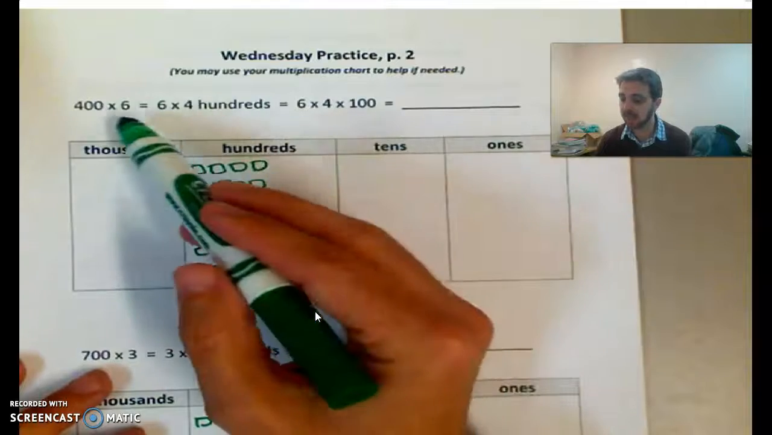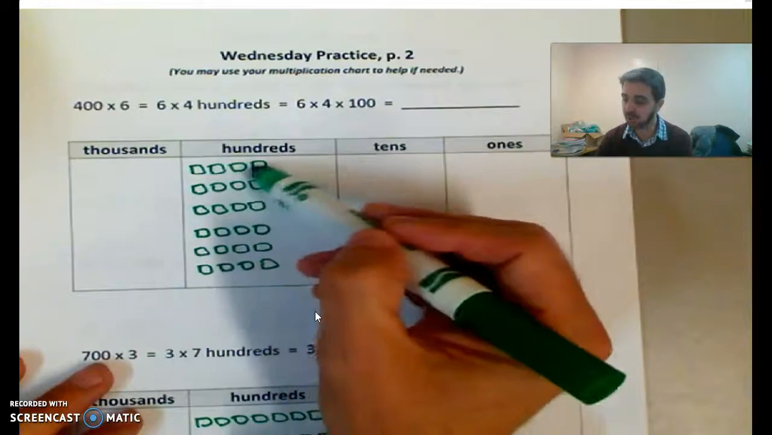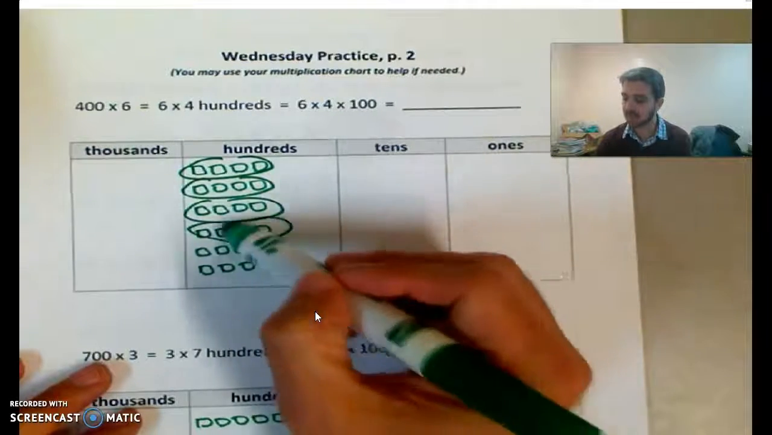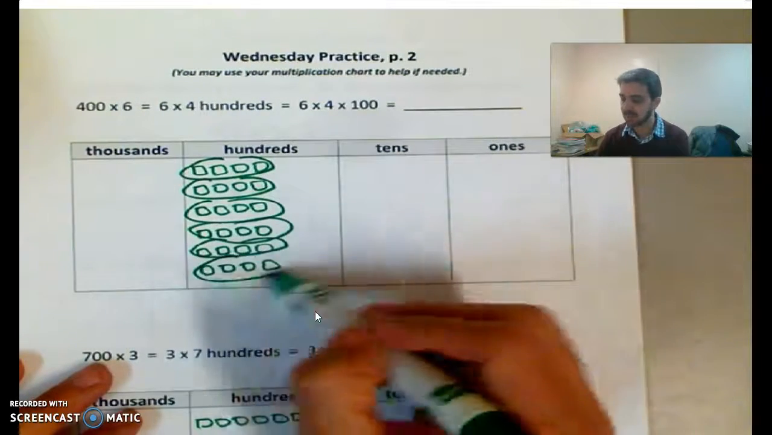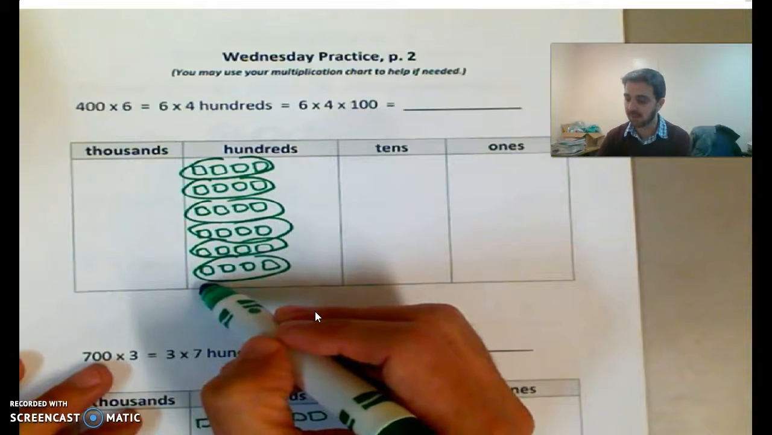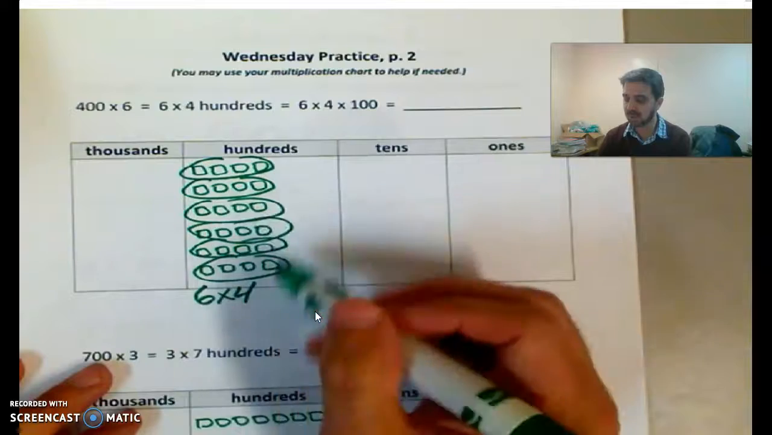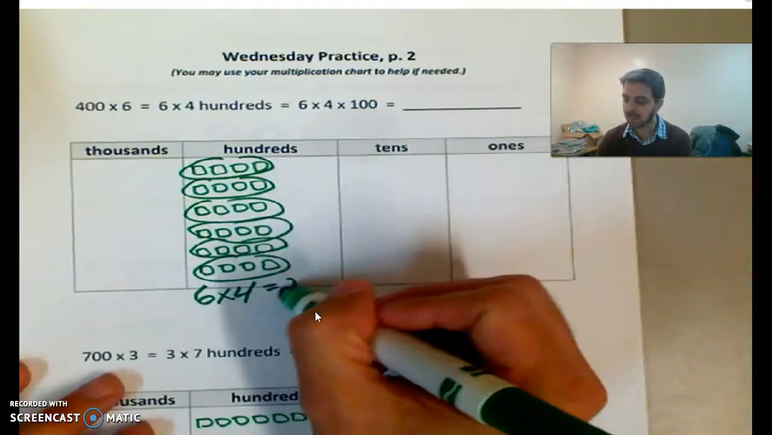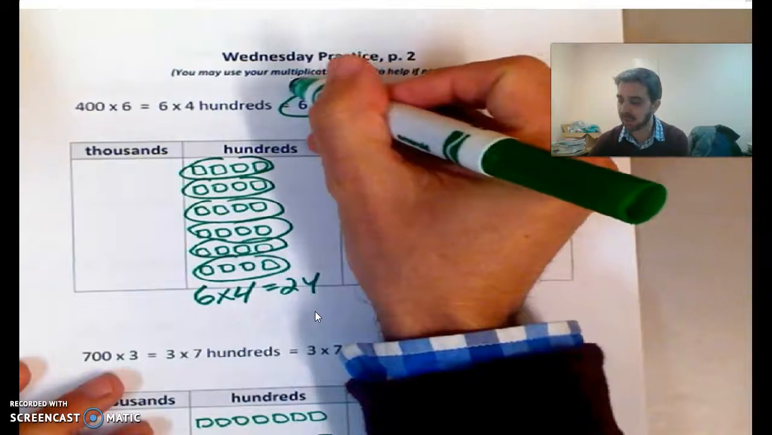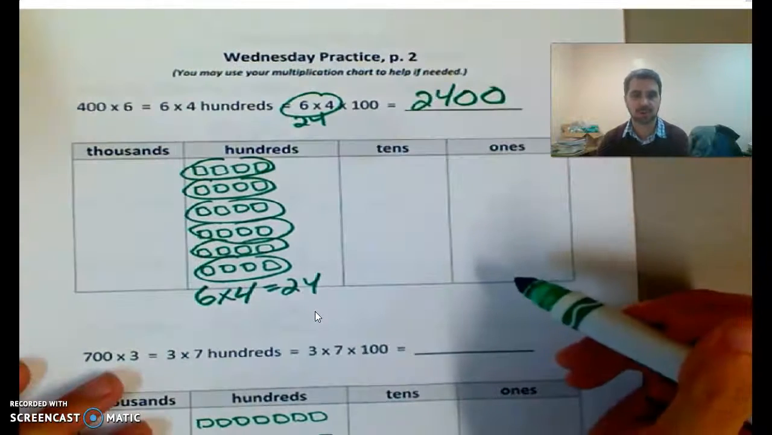Let's see, here we have 400 times 6. So we have 400 6 times. Once, twice, 3 times, 4 times, 5 times, 6 times. So again, we have 6 groups of 4, or 4 times 6, 6 times 4, same thing. So that gives us 2,400. 6 times 4 is 24, times 100 is 2,400.